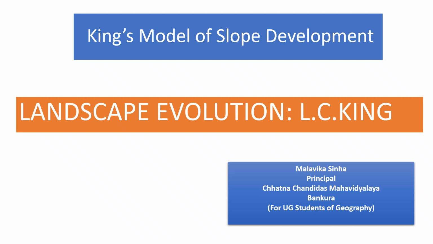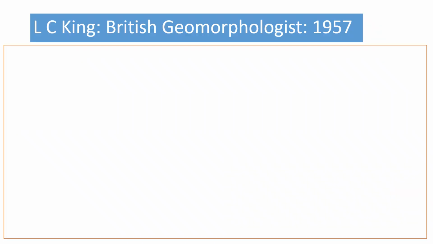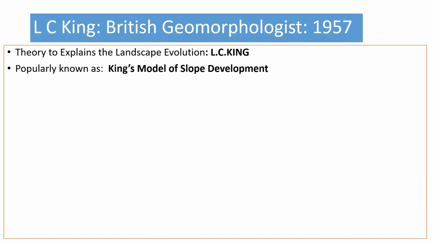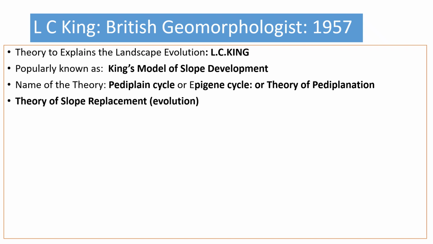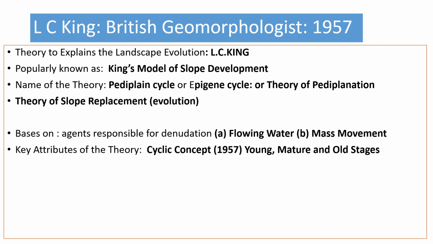Today's topic is Landscape Evolution Theory by L.C. King. British geomorphologist L.C. King proposed his theory in 1957. This theory basically explained landscape evolution, that is, changes of the landscape through time.